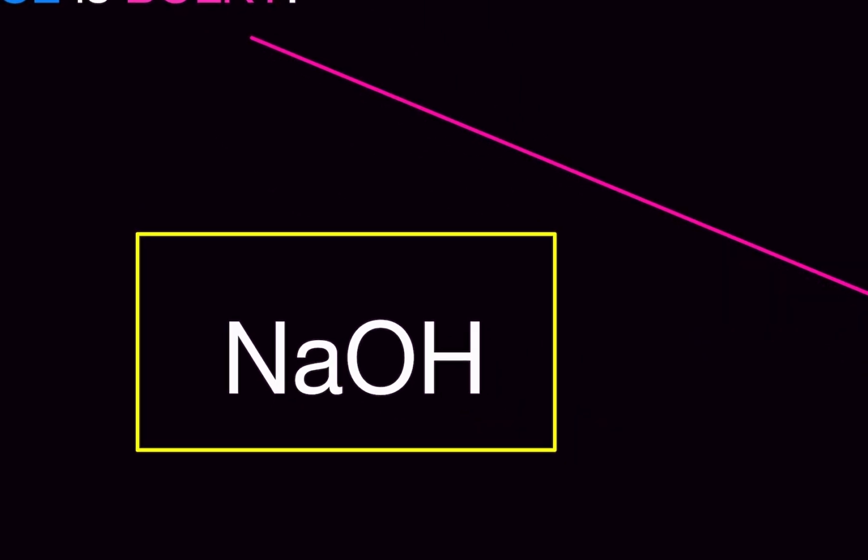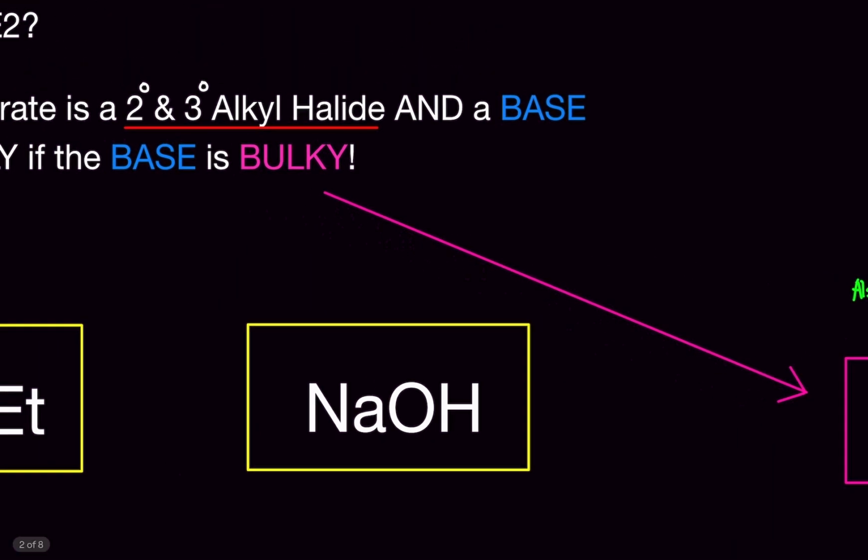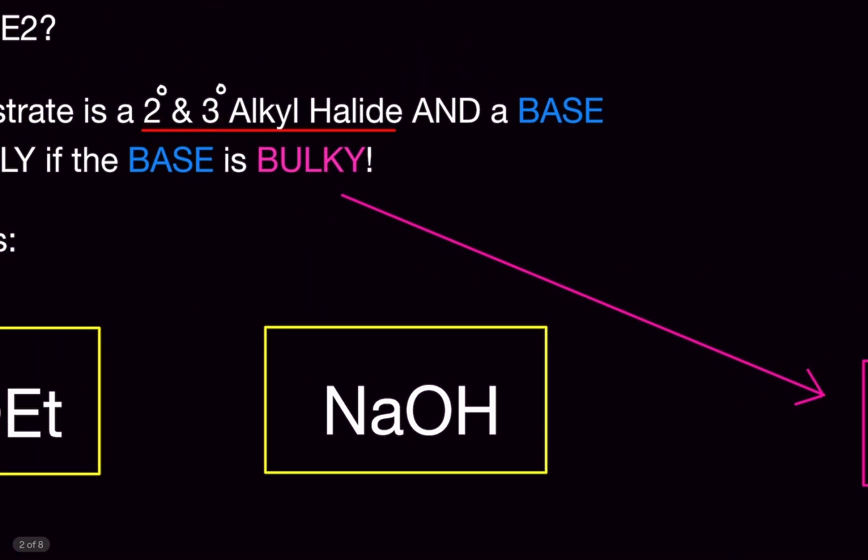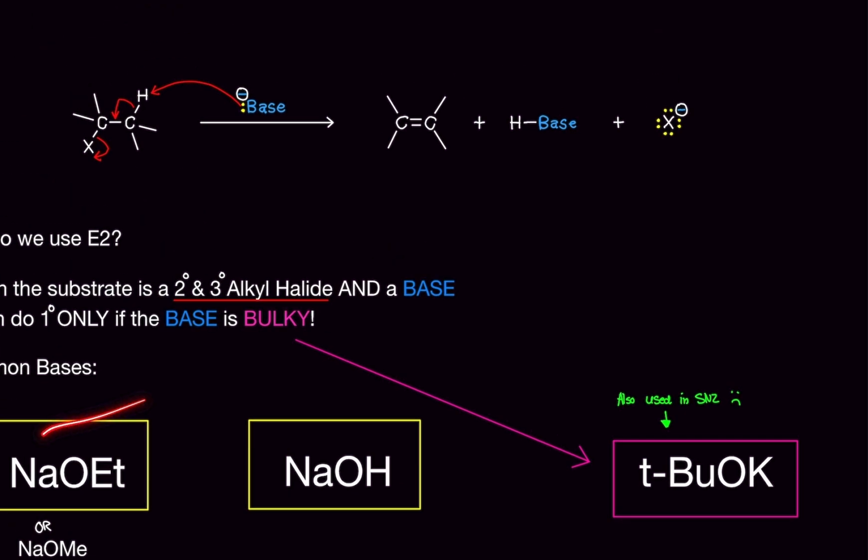Another one you'll see is sodium hydroxide. This is also not a bulky base, so you will use it on a second degree or third degree alkyl halide. So remember, these are all bases.